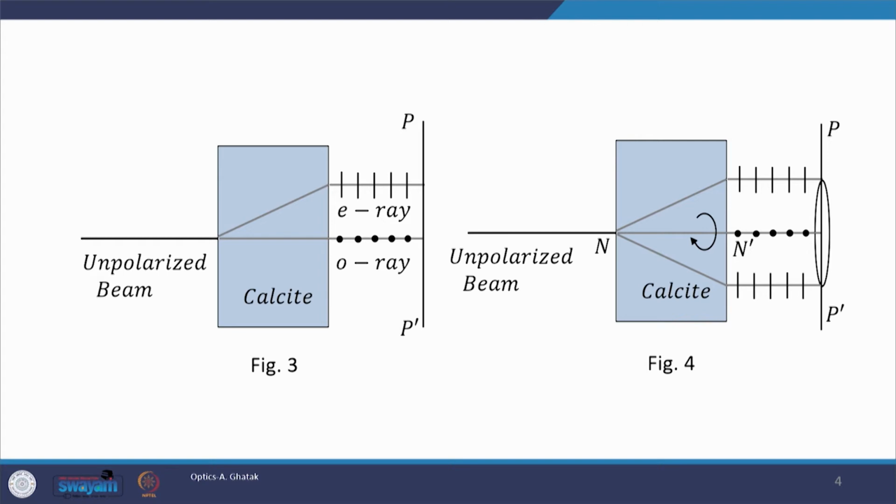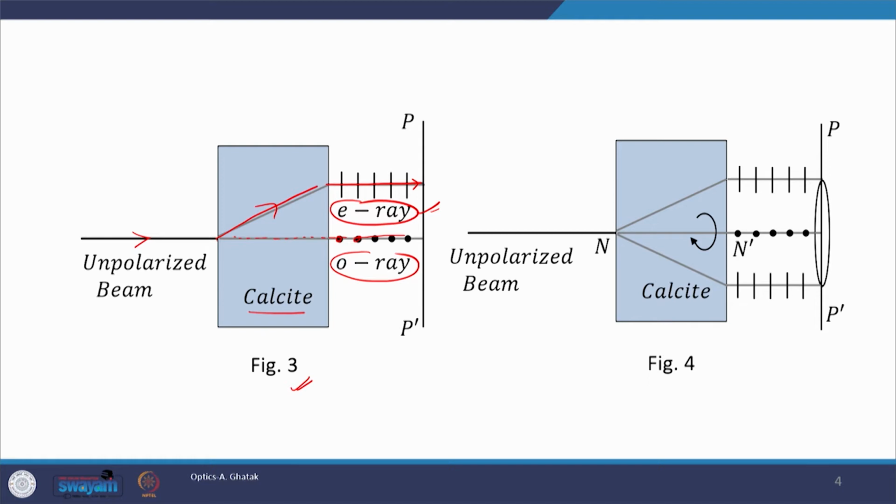Now, this is shown schematically in figure 3. You see that an unpolarized beam is launched normally on a calcite crystal, and a part of the beam goes undeviated, which we call the O ray, while the other part gets deviated and emerges out of the crystal from a different point, and we name this ray the E ray. Now, you see that their polarization is also different. In the O ray, the polarization is perpendicular to the plane of the paper, while in the E ray, the polarization is in the plane of the paper.